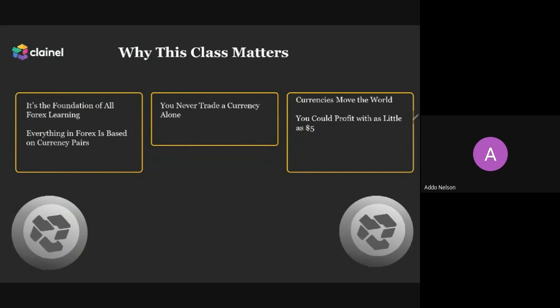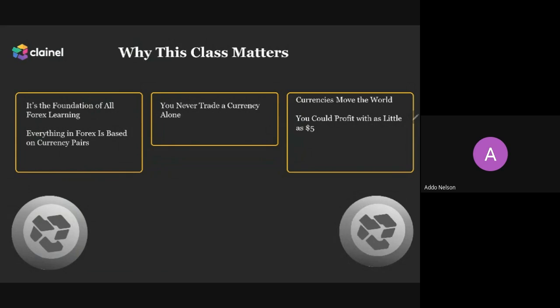Everything in forex is based on currency pairs, because what else are you doing in forex if not trading one currency against another? And another thing is you never trade a currency alone. You can't just trade the United States dollar. What are you trading it against? What are you buying the United States dollar with? Which currency are you ditching to take up the US dollar?